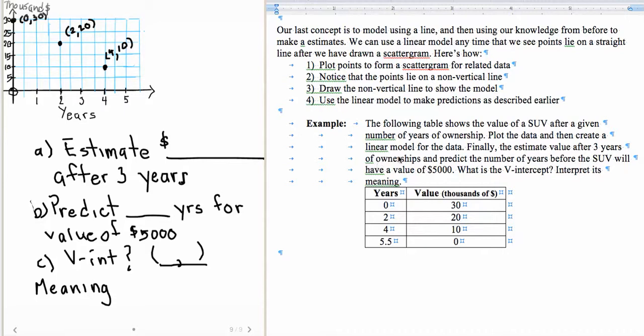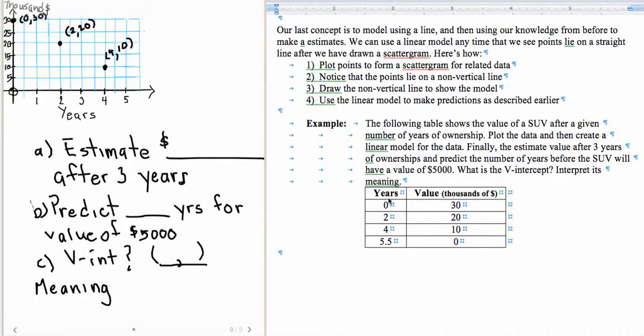The following table of values shows the value of an SUV after a given number of years of ownership. We want to plot the data and create a linear model for the data. Finally, we're going to estimate the value after 3 years of ownership, and then predict the number of years before the SUV will have a value of $5,000. Then we want to find the v-intercept and interpret its meaning.